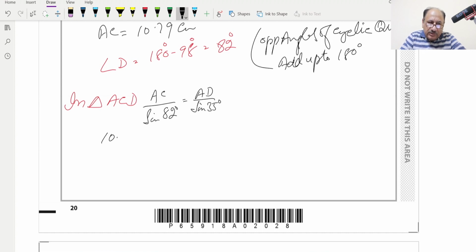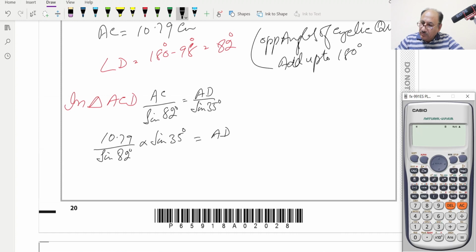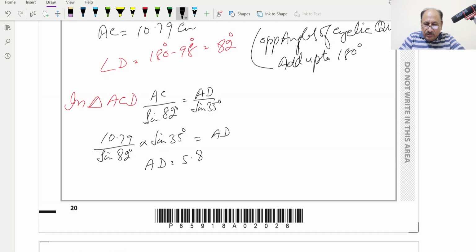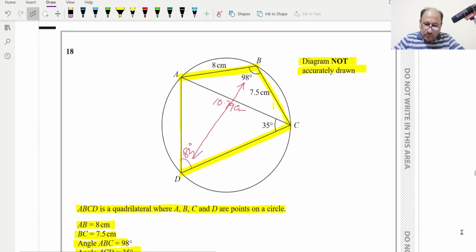AC is 10.79 over sine of 82, and this will be multiplied by sine of 35 degrees, and this will be equal to AD. We can calculate this: 10.79 multiplied by sine of 35 over sine of 82 degrees, and this will be equal to 5.87. So we can write AD is equal to 5.87.